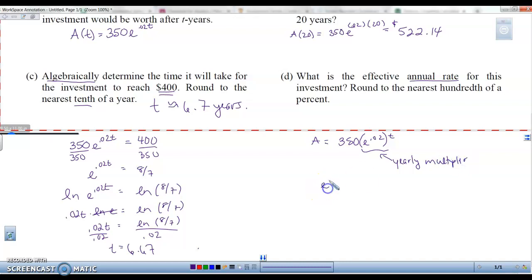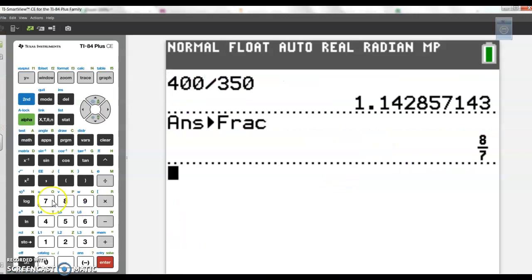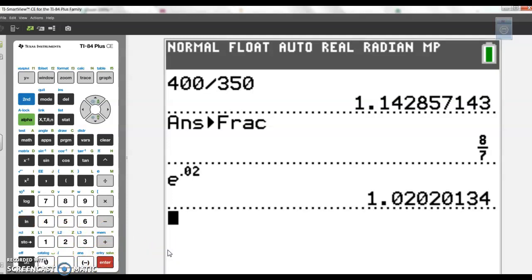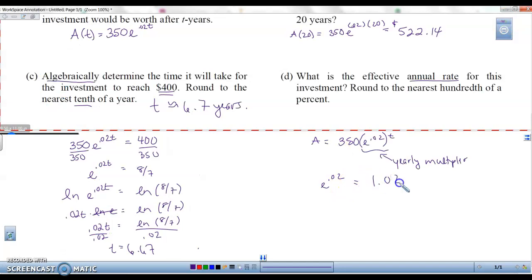So if we do e to the 0.02, let me grab my calculator. Second function of the natural log, e to the 0.02, that gives me 1.0202. That would be the percent. So remember, this is actually 1 plus 0.0202. So if I move my decimal point 2 places, this is going to be about 2.02%, to the nearest hundredth of a percent. So when you're doing this e to the 0.02, that is the yearly multiplier when you do that.